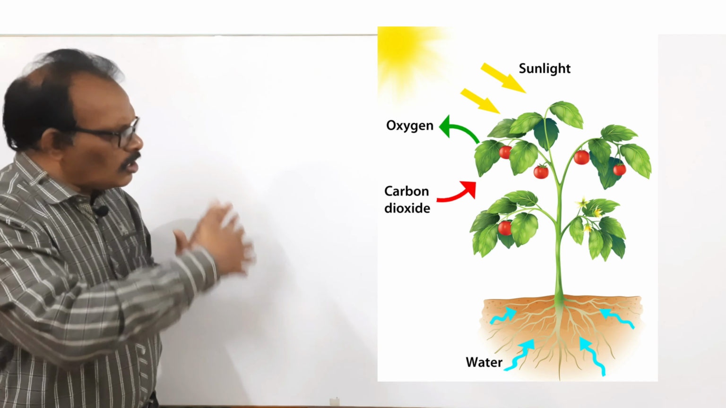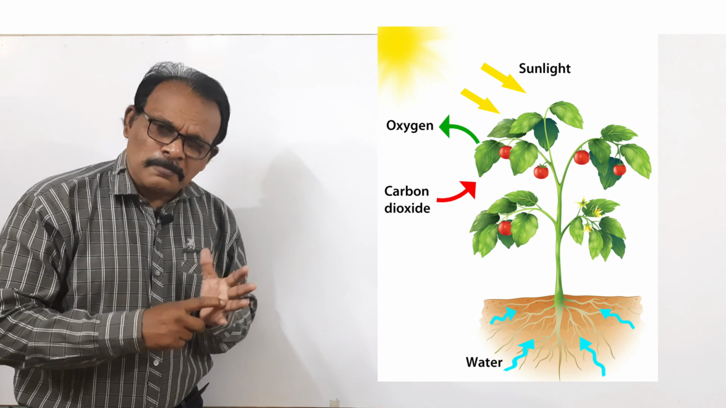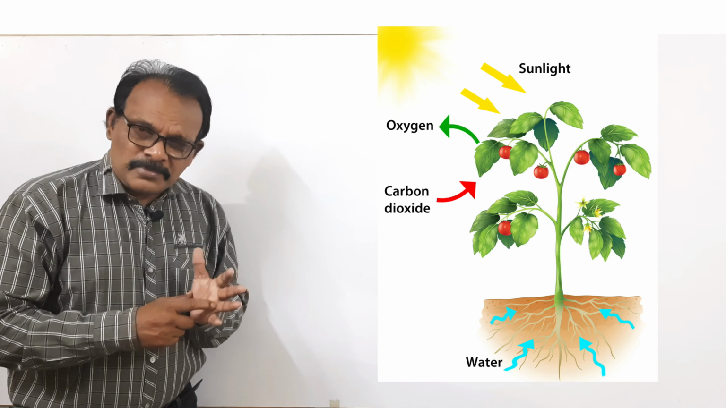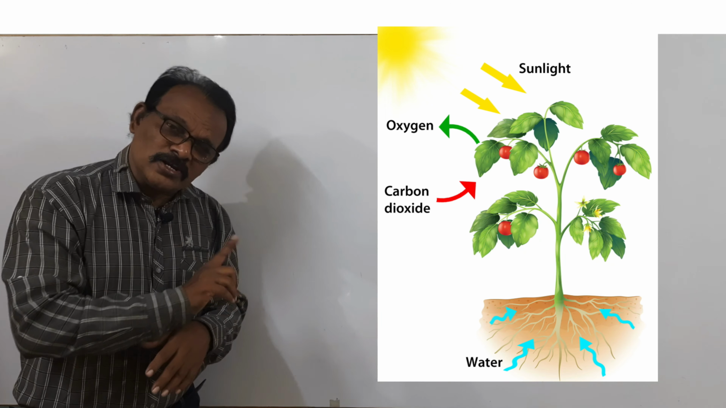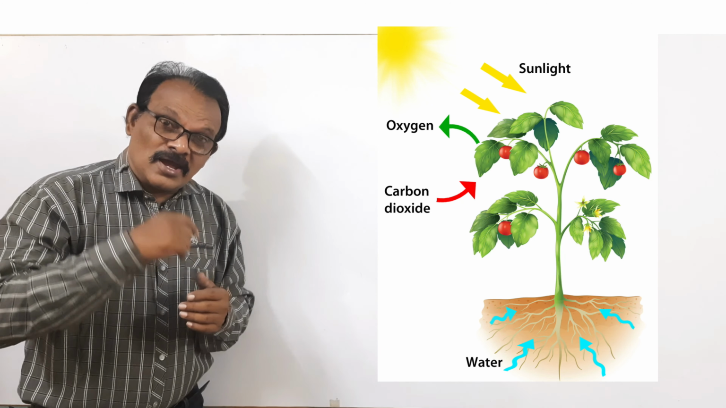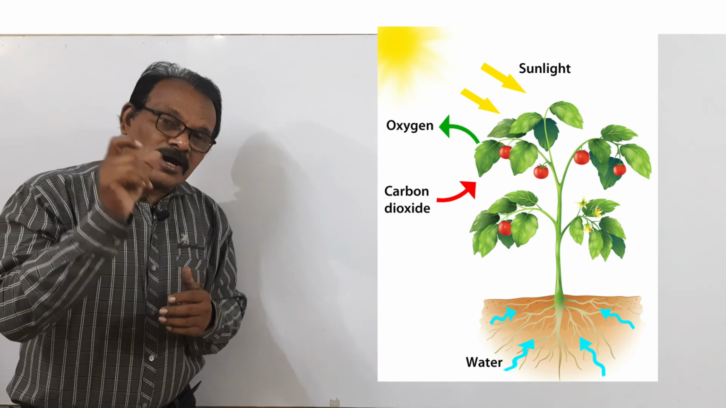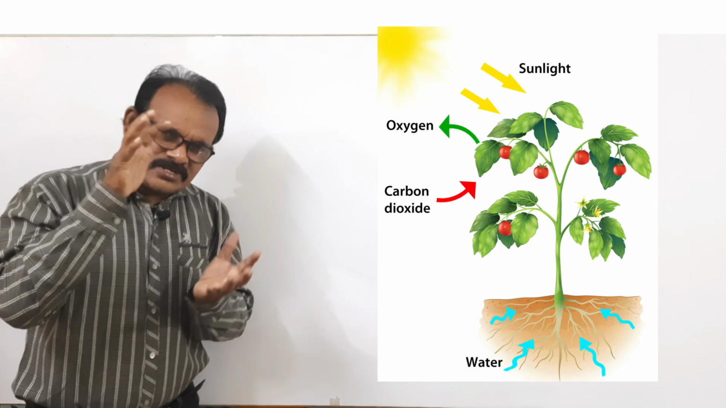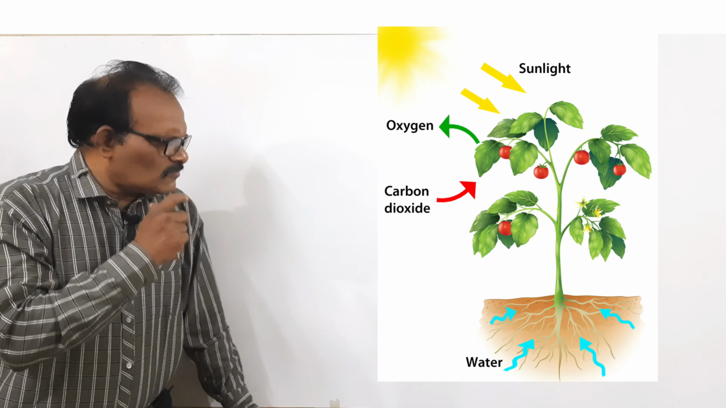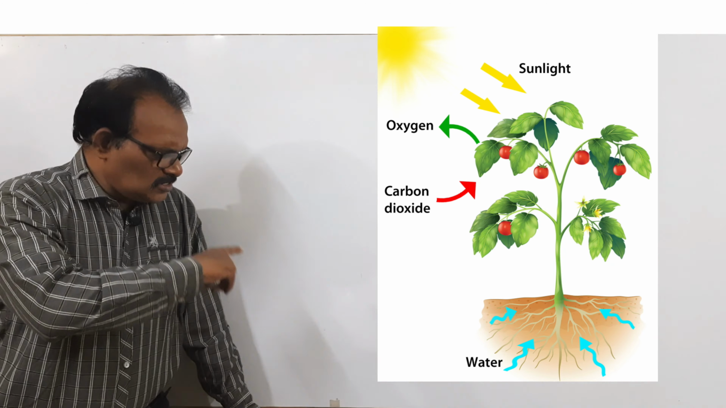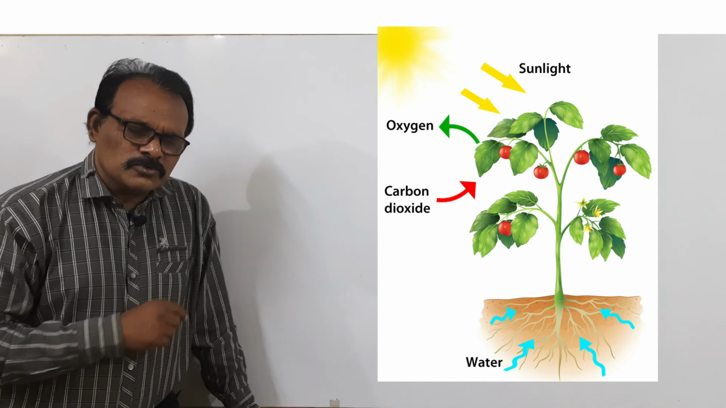That oxygen goes out into the atmosphere. So in all, photosynthesis is the process by which green plants prepare their own food by absorbing water and mineral salts from the soil through the root, and light from the sun, and carbon dioxide from the atmosphere. With these raw materials, they prepare their own food. The preparation of own food by means of this structure is called photosynthesis. They are synthesizing the food with the help of light.